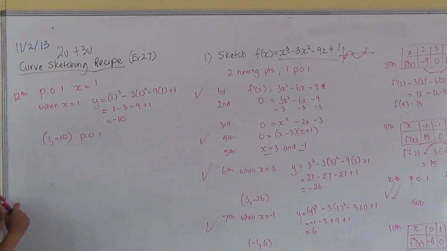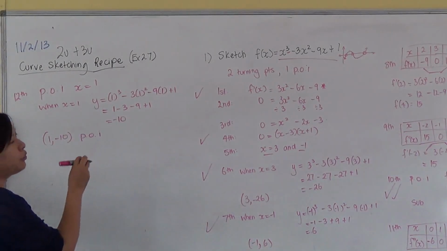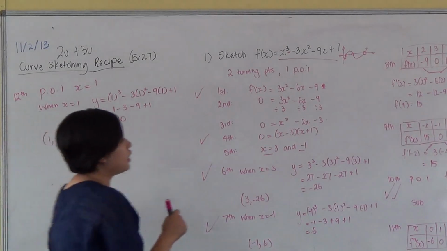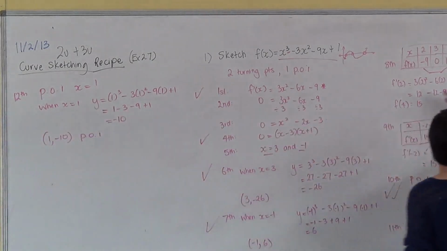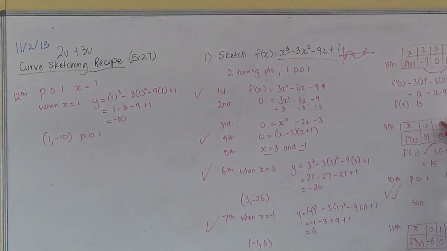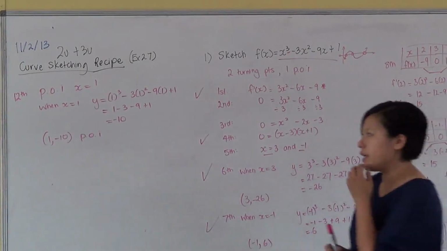It's not a horizontal one. It's just a point of inflection that occurs between 2 different turning points. And that one is actually in between 3 and -1. Remember how I said sometimes it's midway between? 1 is midway between -1 and 3.